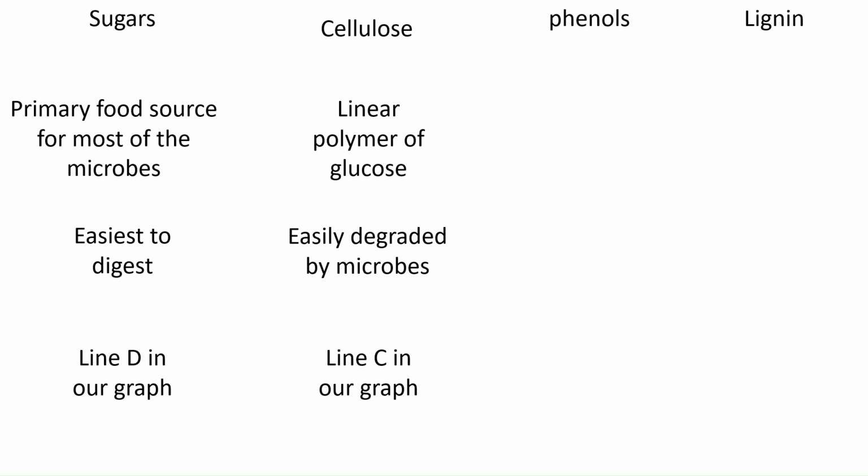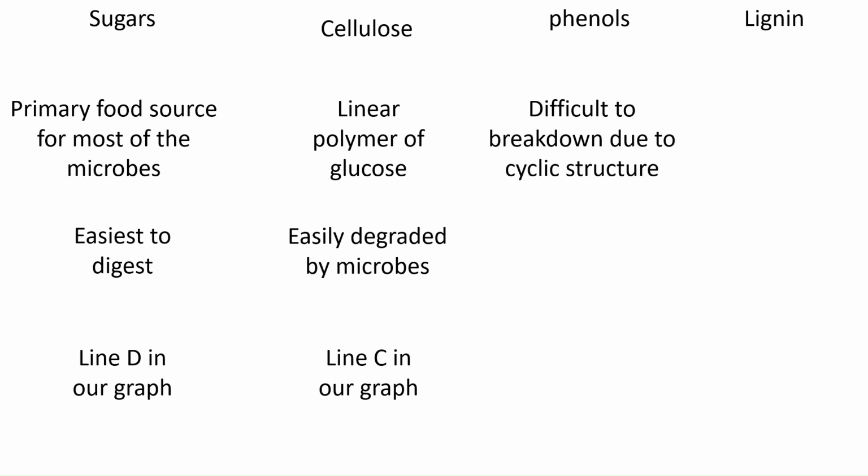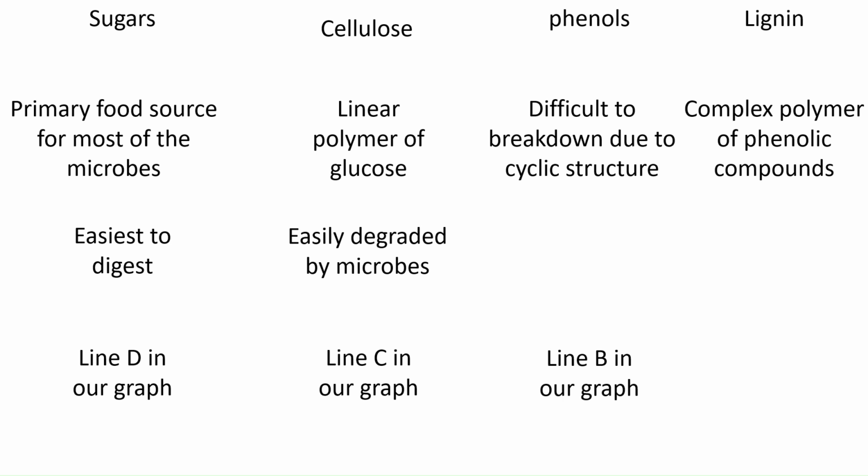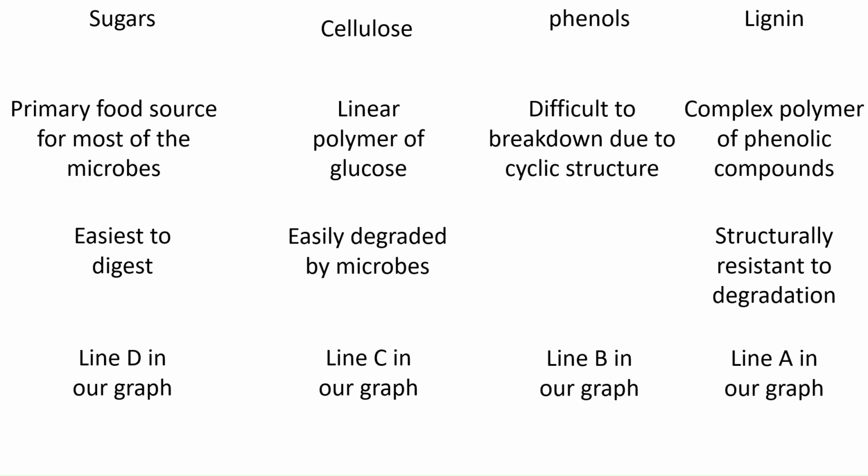Now phenols. They are resistant to degradation because of their cyclic nature, and in our graph they should correspond with line B. And in the end, lignin. Lignins are complex polymers of phenolic compounds, and they are structured in such a way that it makes them difficult to degrade by the microorganisms and fungi. And they would correspond to line A in our graph.